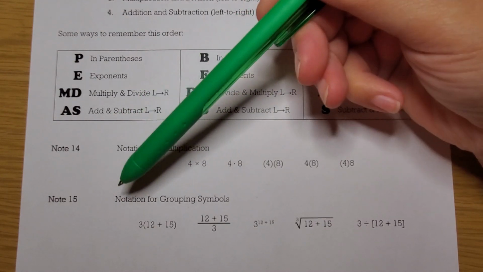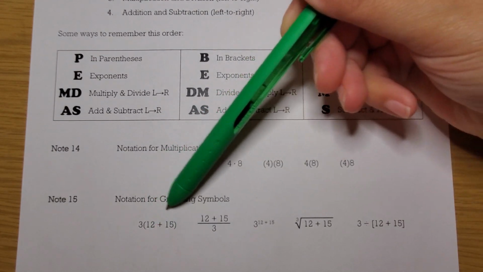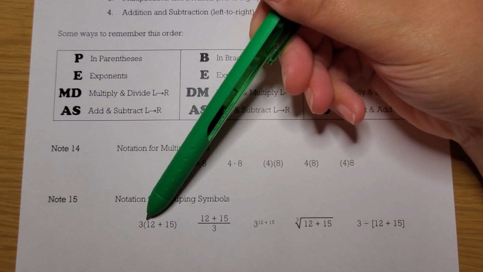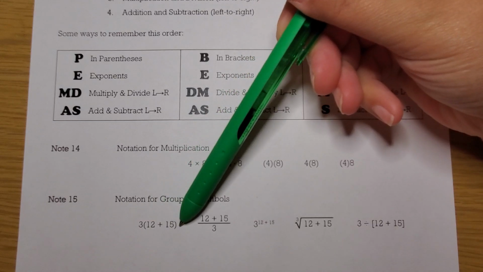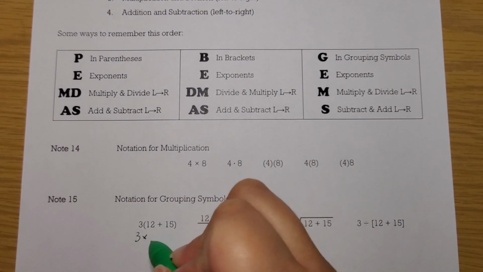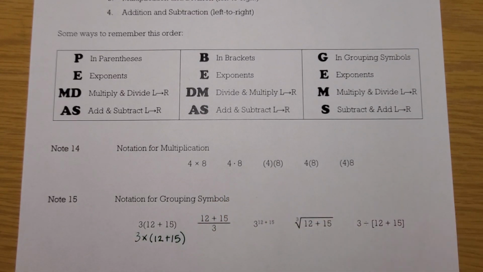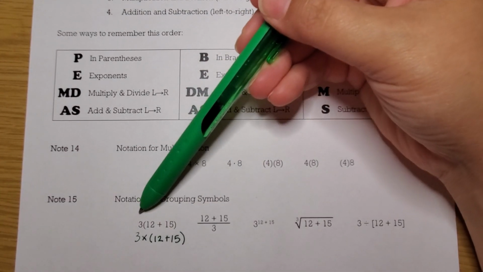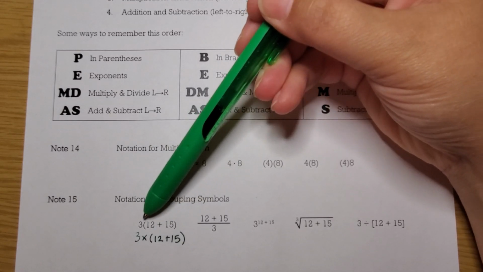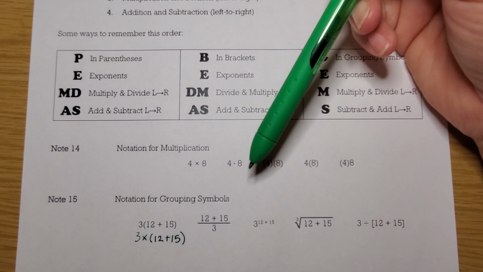In note 15, here's our notation for grouping symbols. So here we see our typical parentheses that are being used. And notice that there's nothing in between the 3 and this parentheses. So this notation here means the same thing as if I were to write 3 times, and then in parentheses 12 plus 15. So in the original way that this is written, those parentheses are doing double duty. First, they are grouping this addition. And then secondly, they're saying there's also multiplication in there as well.